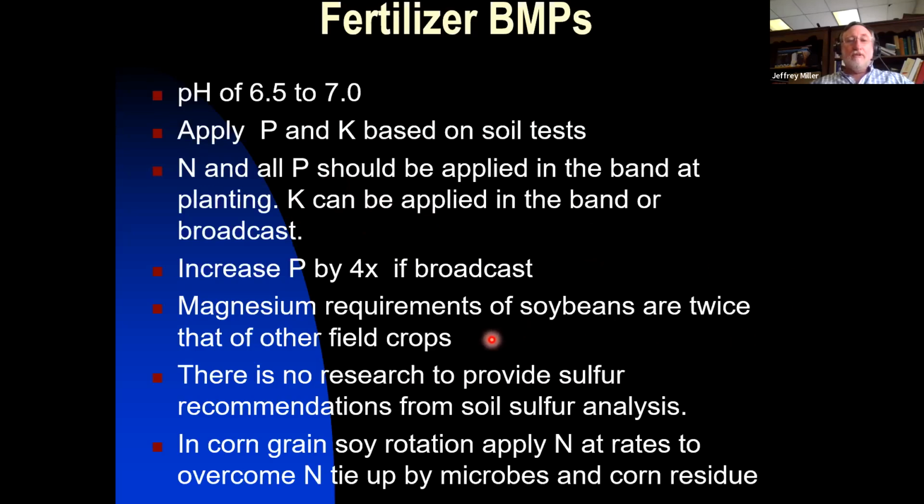Again, magnesium requirements are double. So you want to make sure that you look at that and make sure that you're applying enough magnesium, and that if it's a lime source, you're putting this on in advance of the crop.